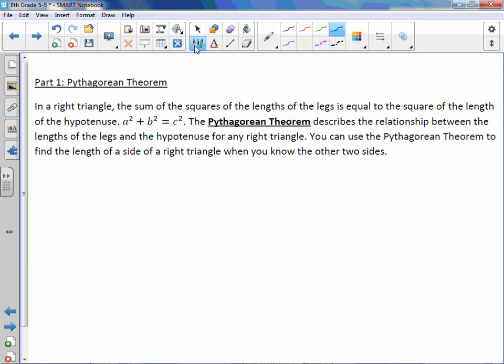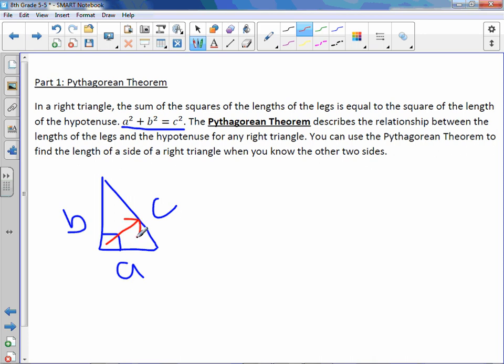In other words, a squared plus b squared equals c squared, where a and b represent the legs of a right triangle. So your legs of the right triangle are where those two lines are perpendicular and form that right angle. So these are your legs, A and B. And C represents the hypotenuse. The hypotenuse is always diagonal from the right angle, and it is always the longest side.